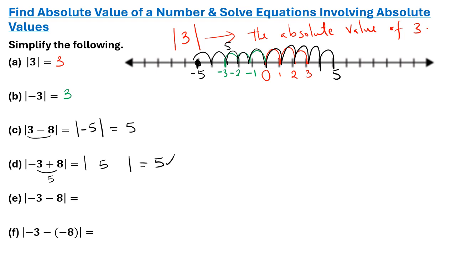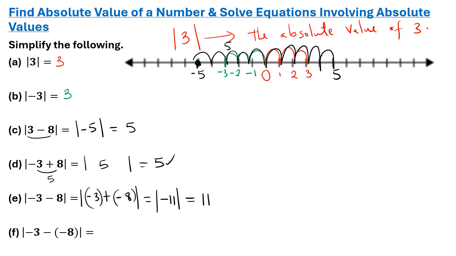So here we have -3 minus 8. -3 minus 8 simply means -3 plus -8. So -3 plus -8 will be -11. And we know that the absolute value of -11 will be 11 units. It will be 11 units away from 0.